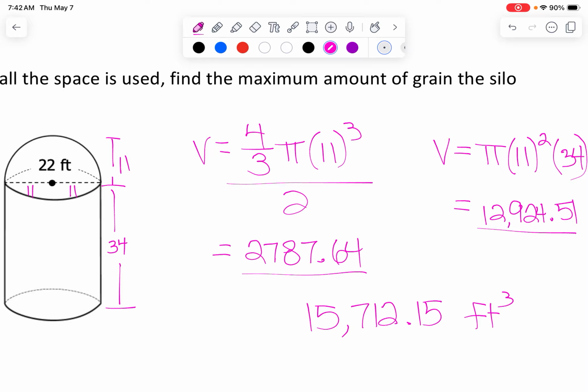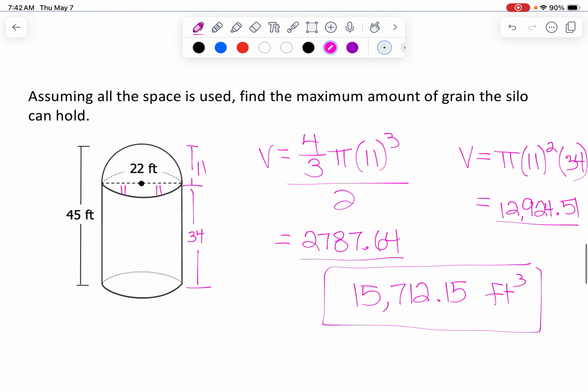Okay, so this silo can hold a maximum of 15,712.15 cubic feet. So a lot of grain can be held in that silo.